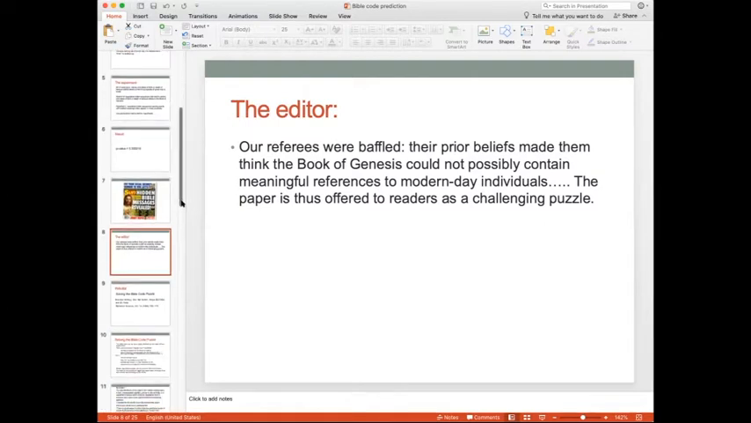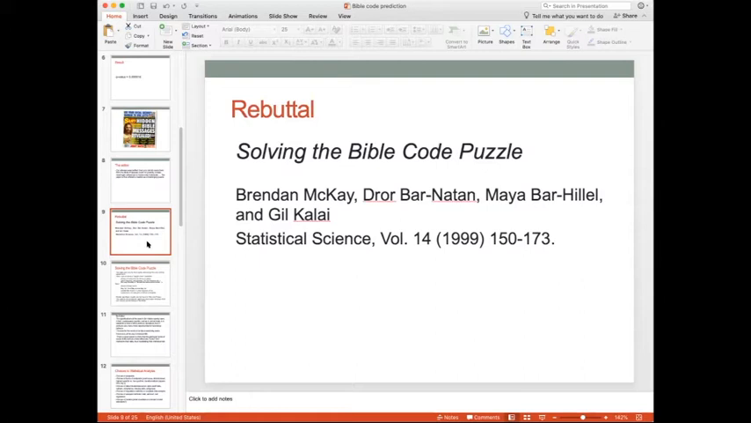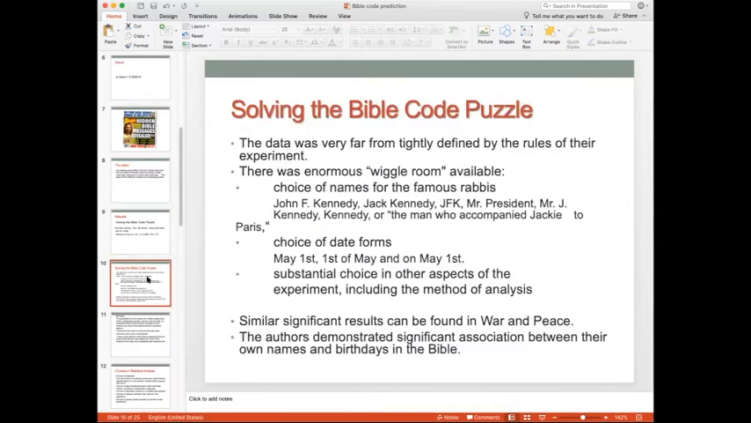Okay, so that's in 1994, and in 1996, finally, there's another paper published in Statistical Science, "Solving the Bible Code Puzzle." And so this is the case.